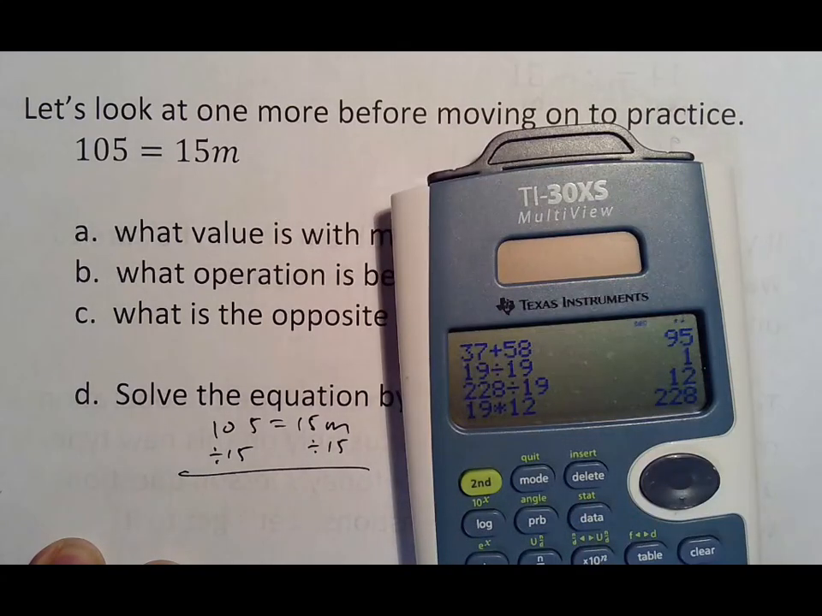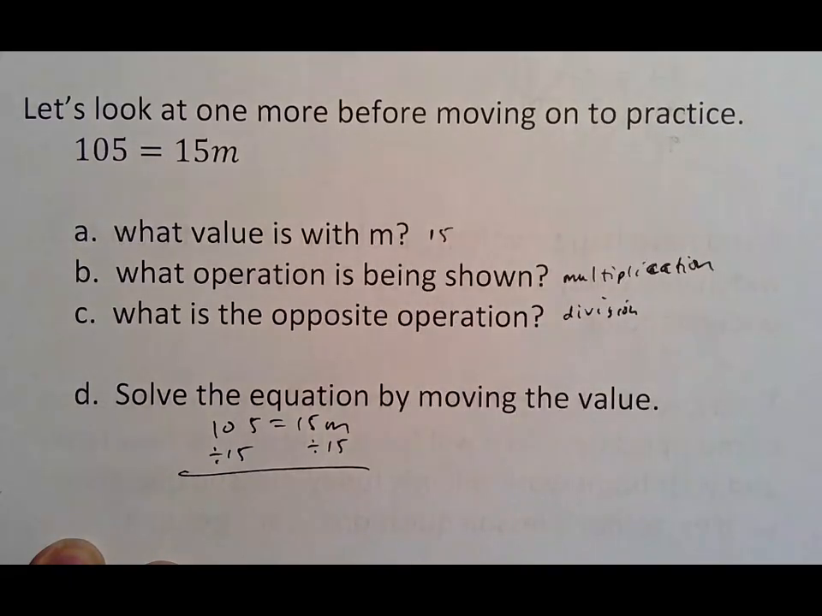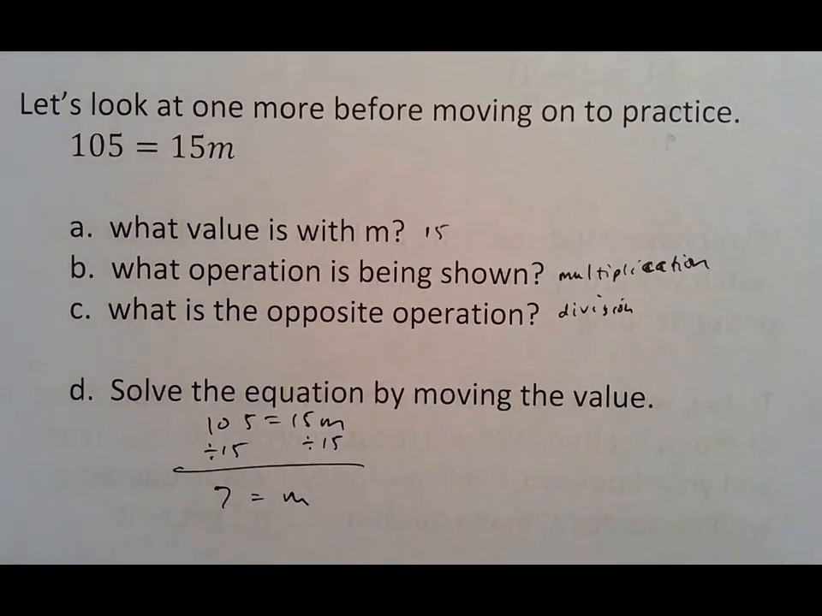105 divided by 15 is 7. And of course, again, when you divide it, it goes away. And that is how you get left with just a basic m. Okay?